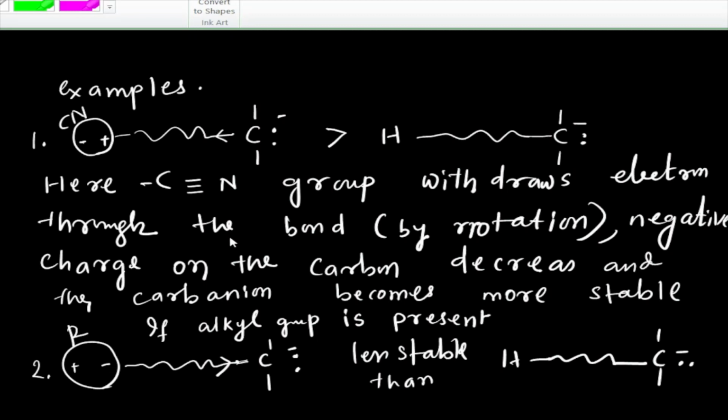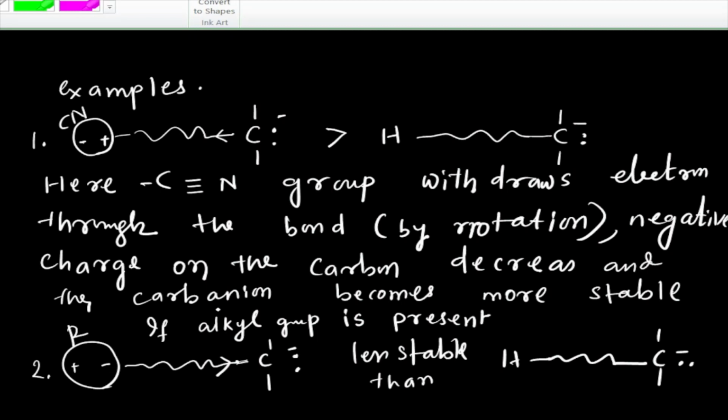Now the cyanide group, what is its nature? It withdraws electrons from the carbon having negative charge. Now see here. What happened here? If it withdraws electrons from the carbanion, then what happens? Then the negative charge on the carbon decreases, because in carbon there is a negative charge, a pair of electrons. If we donate electrons towards the cyanide group, then what happens? The negative charge decreases and the carbanion becomes more and more stable.